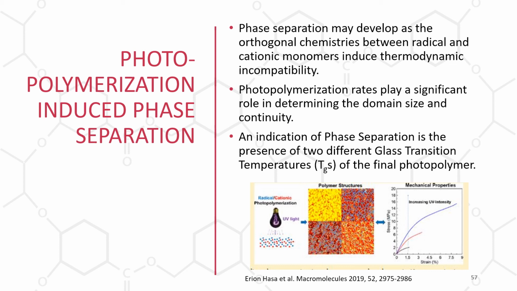The photopolymerization rates play a significant role in determining the domain size and continuity of those domains. And an indication of phase separation is the presence of two different glass transition temperatures in the final photopolymer. So you get these small domains, and they can dramatically change the properties of your cured coating.